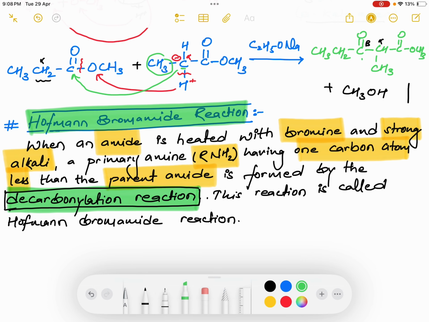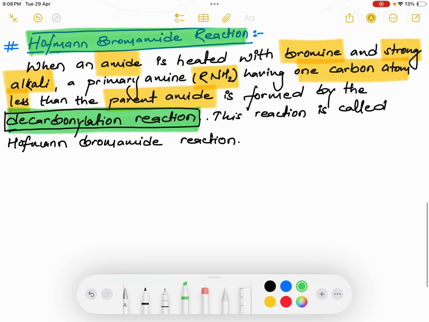Okay, let me explain this one with an example. So I'm taking CH3, sorry, here you have CH3, C double bond O, NH2. So this is your ethanamide.